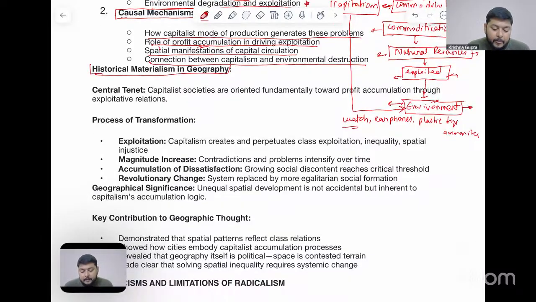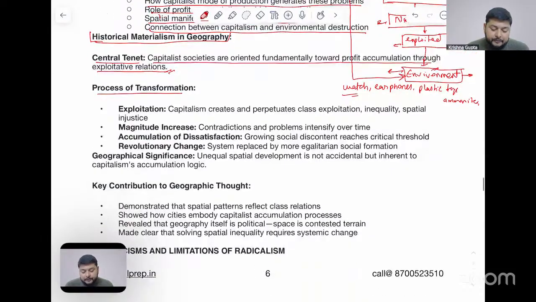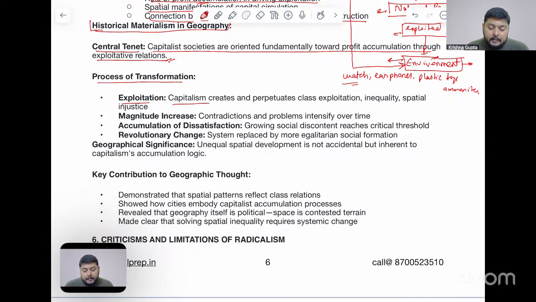Let's look at this. Central tenet. Capitalist societies are oriented fundamentally towards profit accumulation through exploitative relations here. The process of transformation. Number one, exploitation. Capitalism creates and perpetuates class exploitation, inequality, spatial injustice. So this is always seen here.